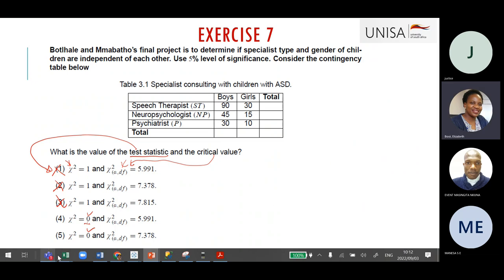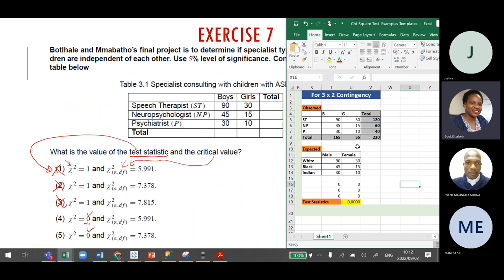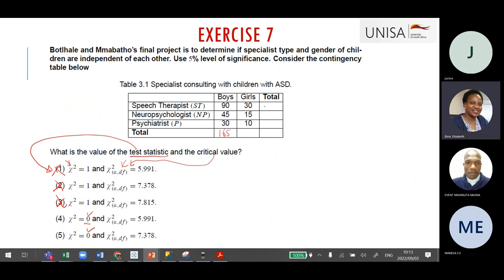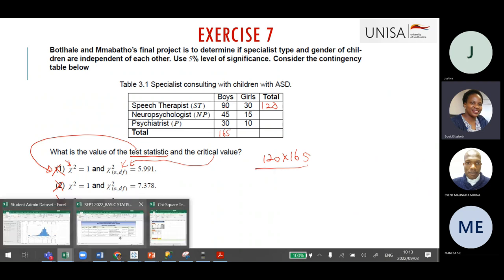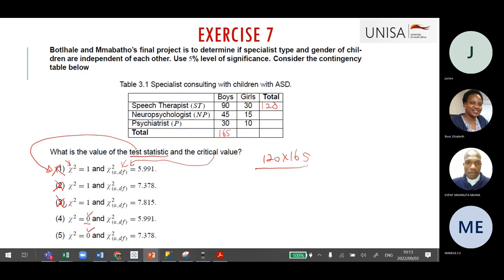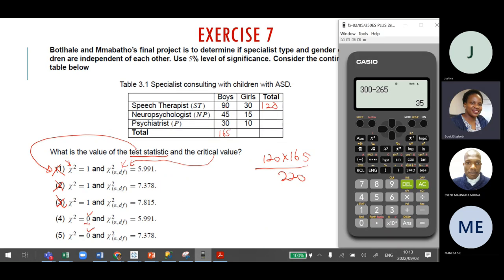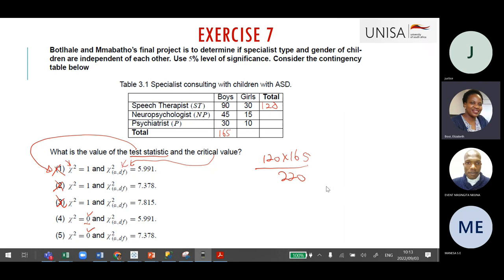And we can double check that, if you're not sure they are correct. The total for the first row is 165, and the total for the first column is 120. If we calculate for 90, it will be 120 multiplied by 165, divided by our grand total of 220. If we take our calculators, 120 times 165 divided by 220 equals 90. So it will still give you the same. I'm not going to do all of them.